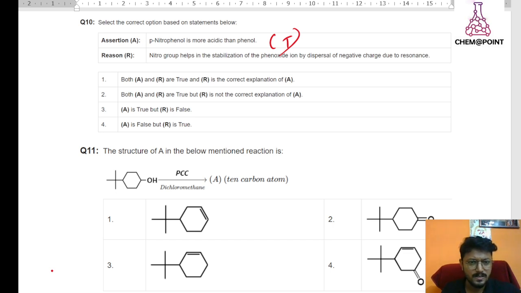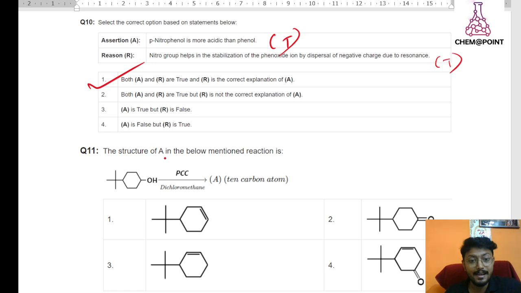Any confusion? Now come to the reason. The nitro group helps in the stabilization of the phenoxide ion by dispersal of negative charge due to resonance. Yes, it's also correct, and this is the correct explanation also. The right answer is A: both A and R are true, and R is the correct explanation of A. My point is very clear.